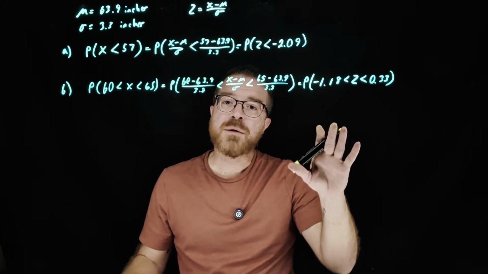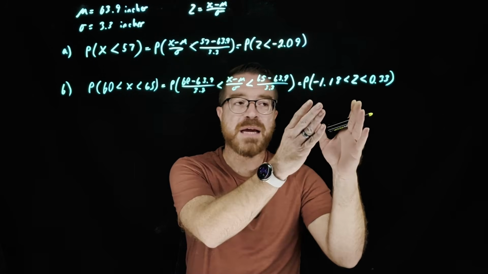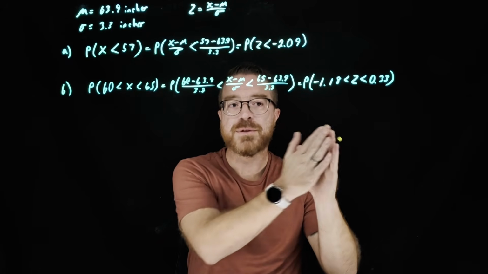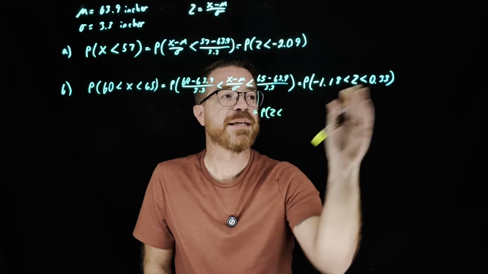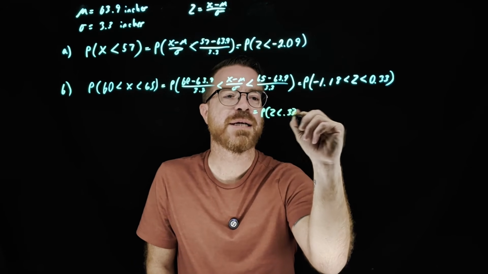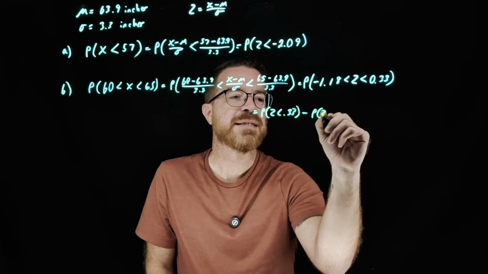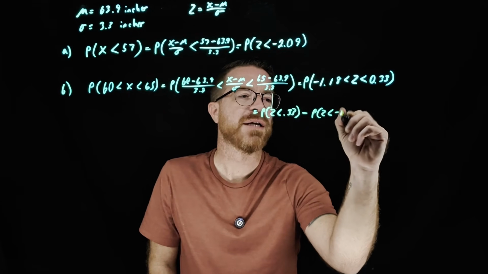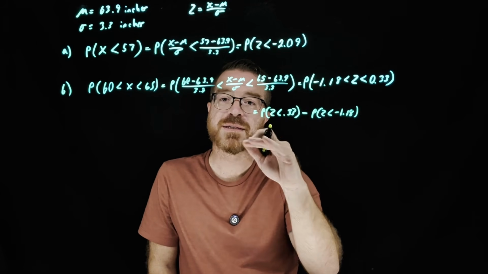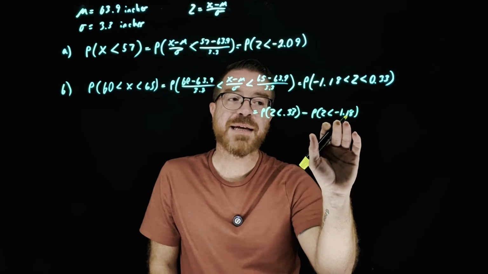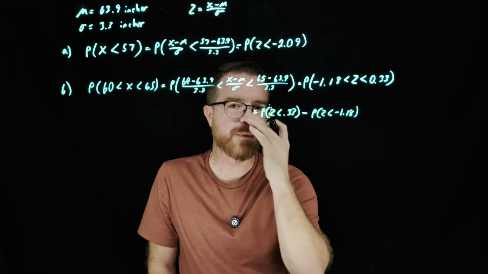Now, at this point, because we have the probability between two values, we have to change this to the probability of Z is less than the bigger value, 0.33, minus the probability Z is less than our smaller value, negative 1.18. I can look this up in my positive Z table because it's to the left. I can look at this in my negative Z table because it's to the left. So both of these we can look up.